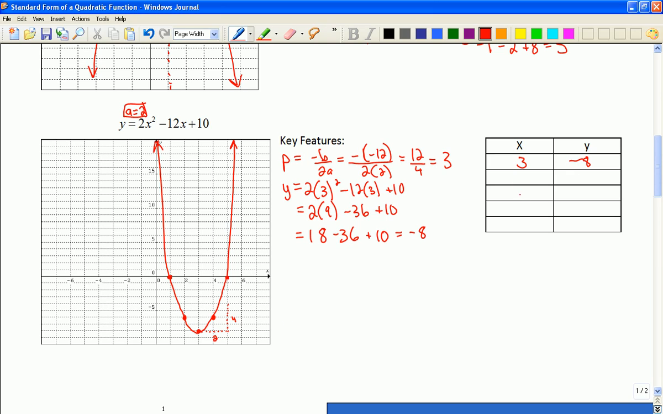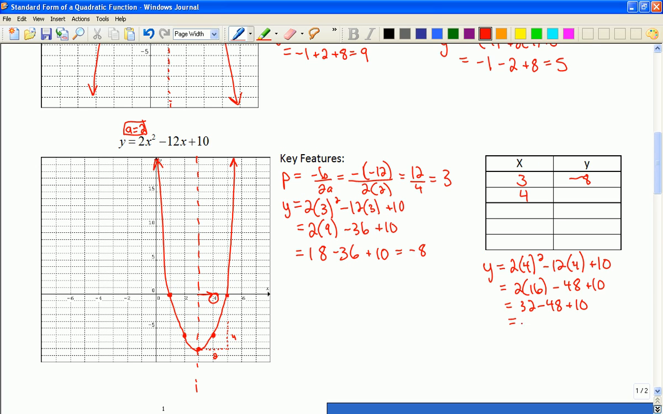And again, the points I was plotting, if I know where the vertex is, the axis of symmetry, then it's good if we just go in one direction. So at 3, if I go in one direction, the next point is at 4. So I could substitute it in if I didn't use the little graphing shortcut that I've been working with you. And this is going to be 2 times 16 minus 48 plus 10. So 32 minus 48 plus 10, which is negative 6.